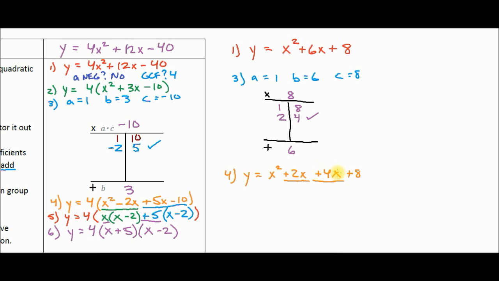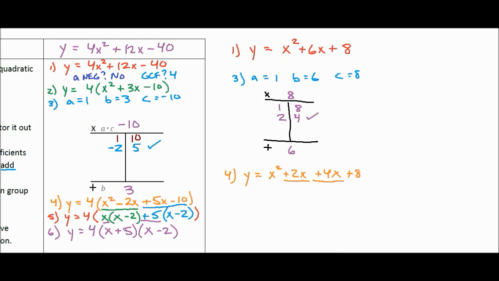Now mathematically, take a look, class. I think you can agree that step number 4 is the exact same equation as step number 1. There's no change. The only difference is we just took 2x and 4x and we just divided up the 6x into 2x and 4x. If you add those back together again, you get x squared plus 6x plus 8. Same equation. But here's the magic behind doing this.